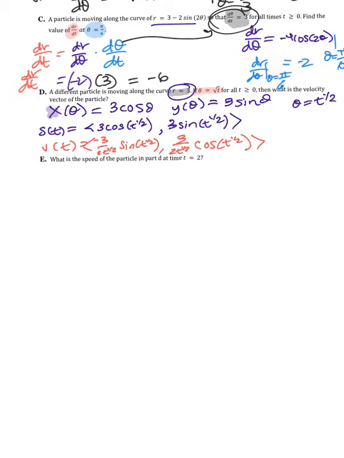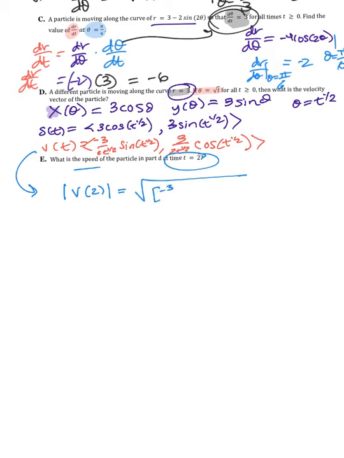And last but not least, part E, what is the speed of the particle at the time that t equals 2? So we are going to use this same velocity vector. I guess it should have said in relation to part D. We are looking for the magnitude of the velocity vector at 2. So we're going to plug in 2 for all of our t values here.